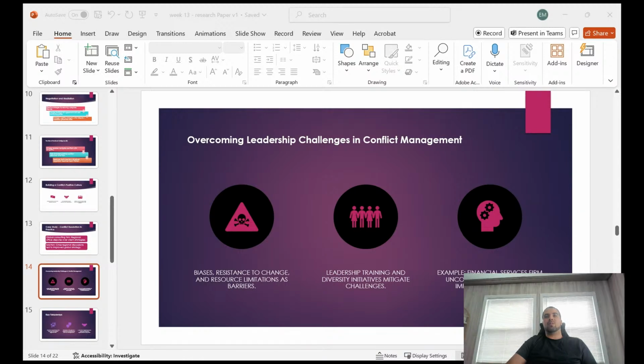Even with strong leadership, challenges arise. Biases, fear of change, and limited resources can obstruct effective conflict resolution. However, training and structured diversity initiatives can help. As an example, a financial services firm introduced unconscious bias training, which improved inclusivity and reduced conflicts related to cultural misunderstanding. Addressing these barriers proactively strengthens an organization's resilience to conflict.